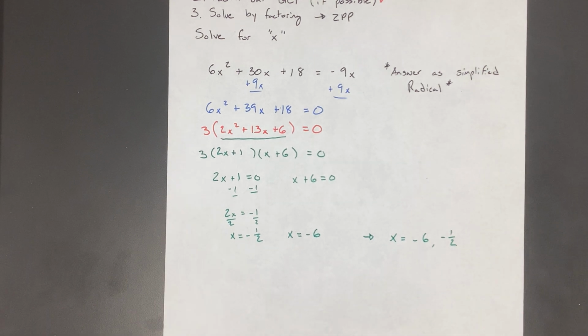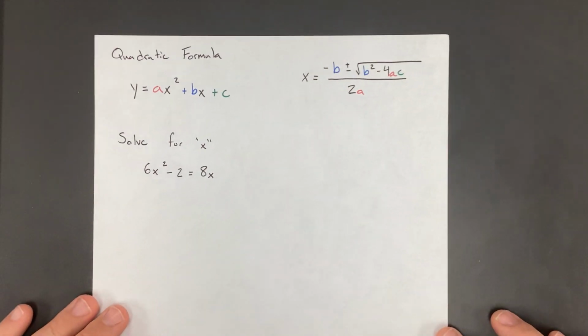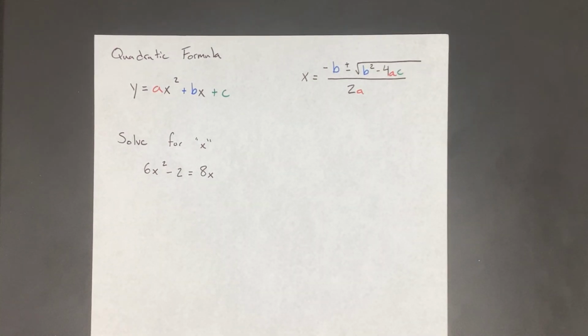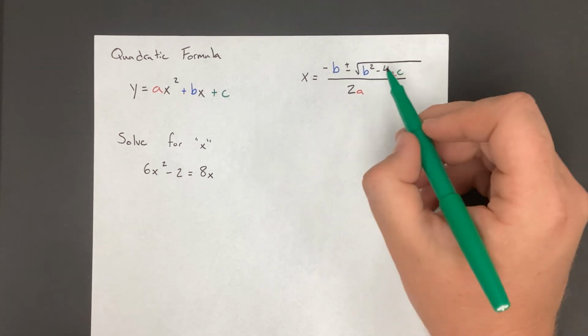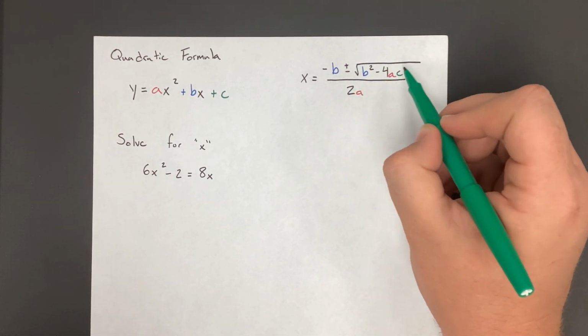All right? Our next method is going to be our quadratic formula. So much like our discriminant had to use A, B, and C to plug things in, quadratic formula does the same thing. X is equal to the opposite of B plus or minus the square root of B squared minus 4AC. Notice inside here, that's our discriminant.